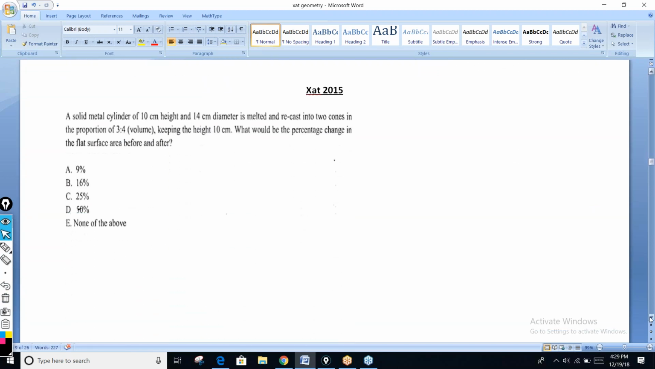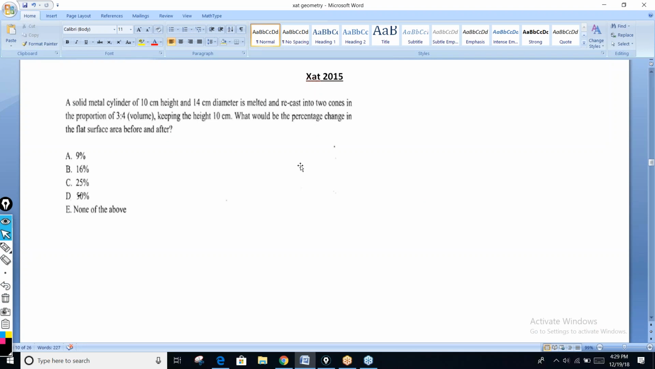Come to the next, Z 2015. In this session, I'm going to take till Z 2015, and the next one I'll take 2016. Look at this: a solid metal cylinder of 10 centimeter height and 14 centimeter diameter is melted and recast into two cones in the proportion 3:4 by volume, keeping the height 10 centimeter. What will be the percentage change of flat surface area before and after?